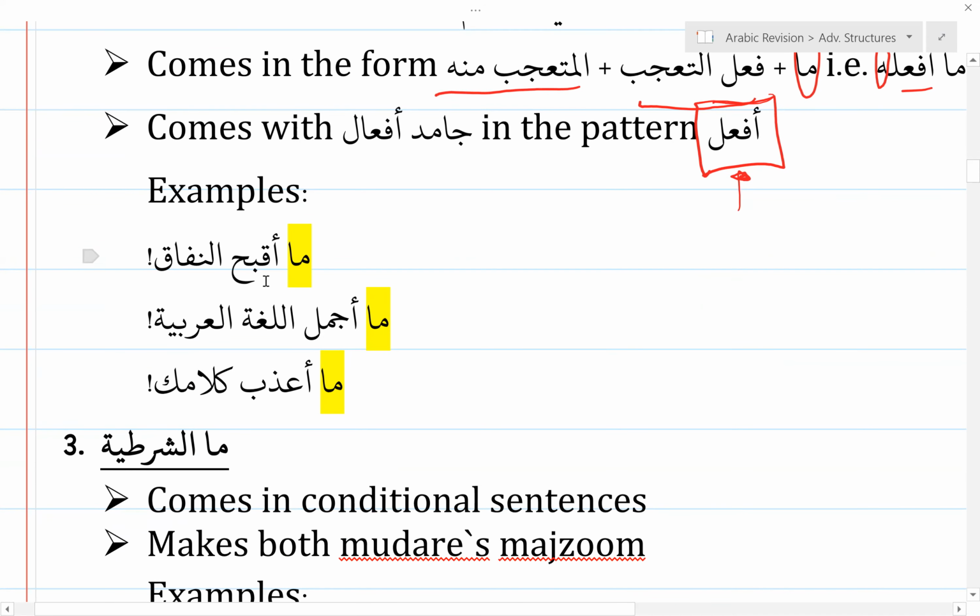I mean to say, you're taking the root words of the ism and putting them in this pattern, af'ala, and that you call a jamid af'al. Yes, basically, that's the idea. And then what is this one? Then comes the form of ma plus fi'il ta'ajjub. This kind of fi'il ta'ajjub is that one, right?